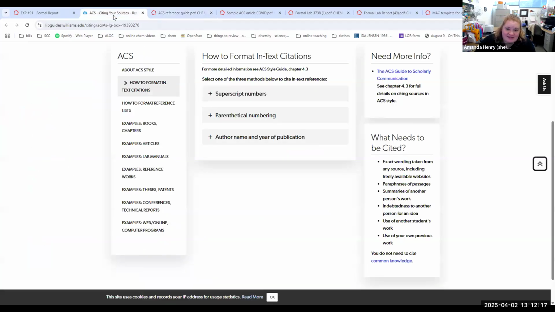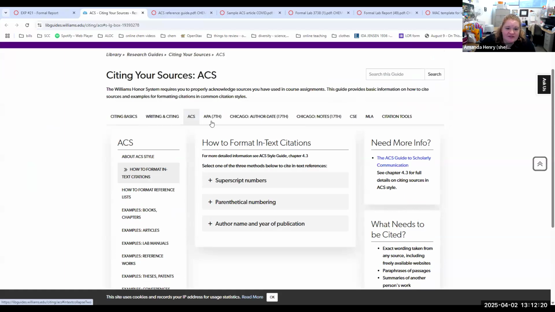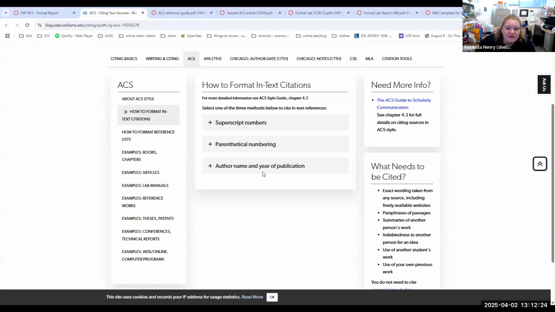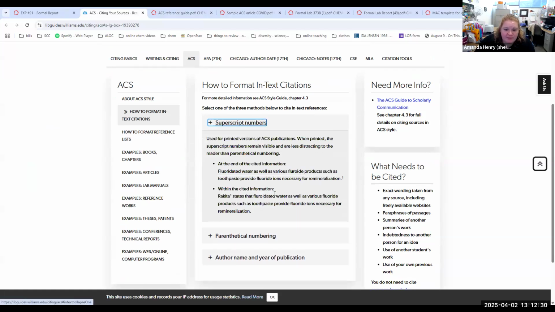And then for the in-text citations, this is another ACS guideline, but we have 3 different ways you can do it. All of them are correct. You just got to pick one and stick to it. For the superscript numbers, you're just putting a number at the end of the sentence as a superscript. So this one is a 1, and that means that it is referencing reference 1 at the end of your paper.